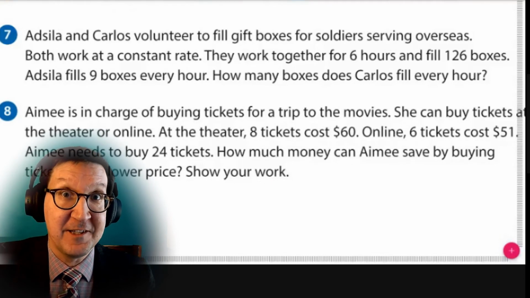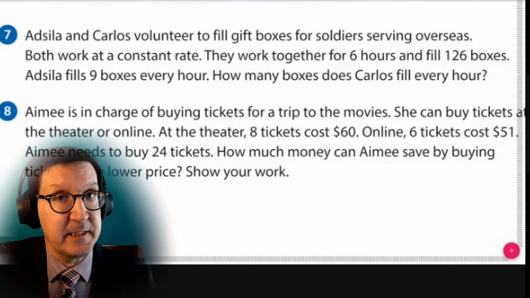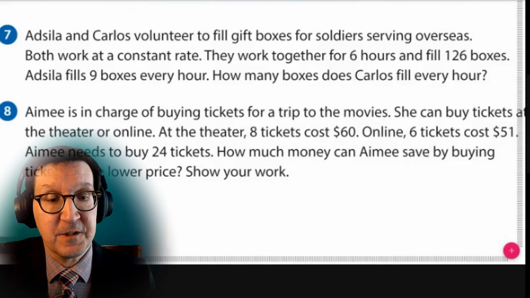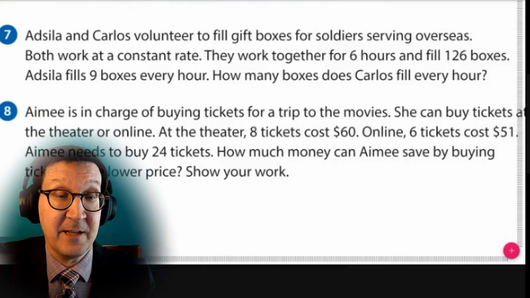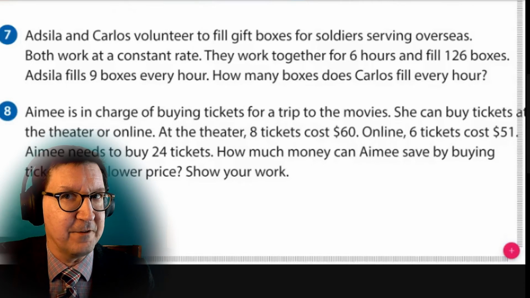Okay, let's move on to number 7. Asila and Carlos volunteer to fill gift boxes for soldiers serving overseas. Both work at a constant rate. They work together for 6 hours and fill 126 boxes. Asila fills 9 boxes every hour. How many boxes does Carlos fill every hour?